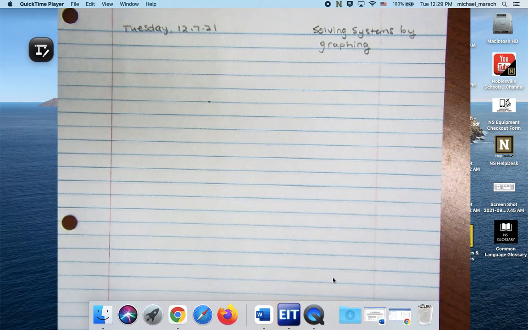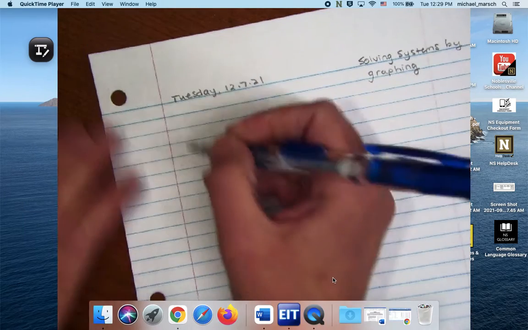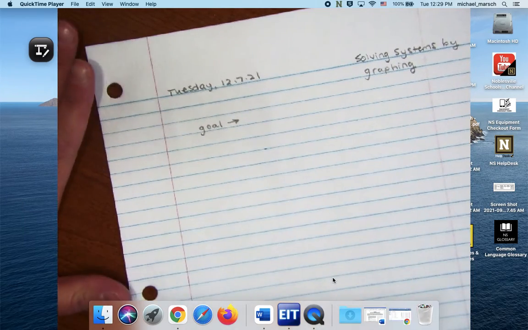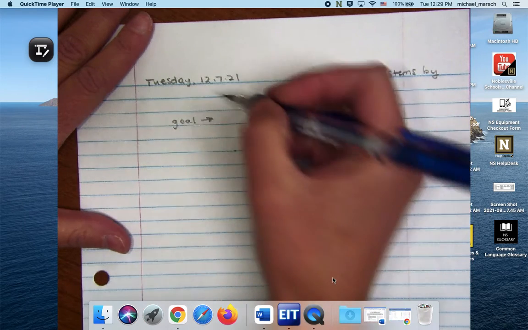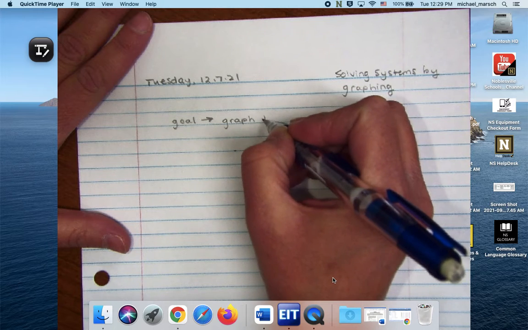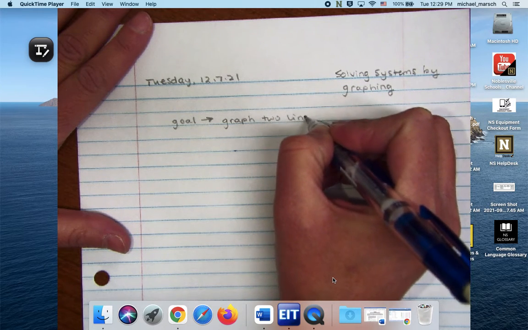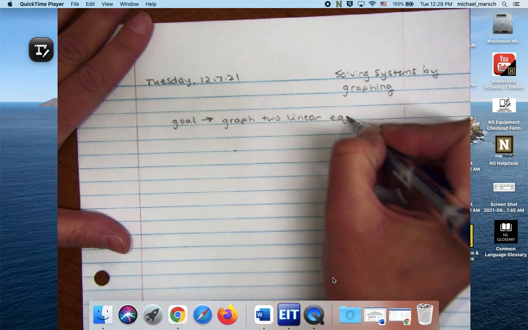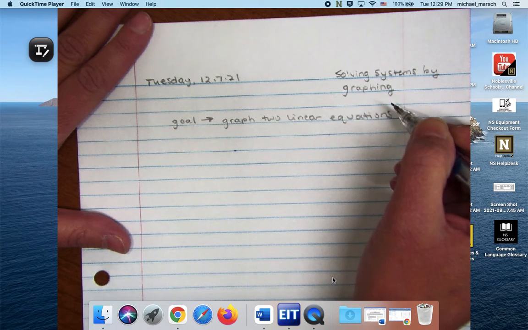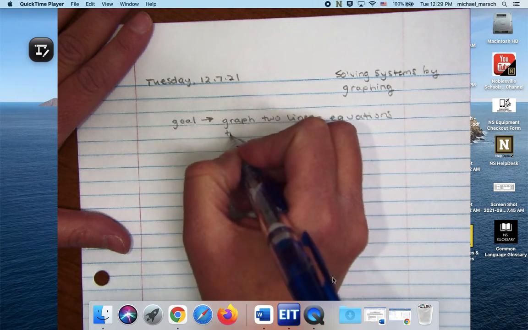Okay. So our goal is to graph 2 linear equations to see where they intersect.